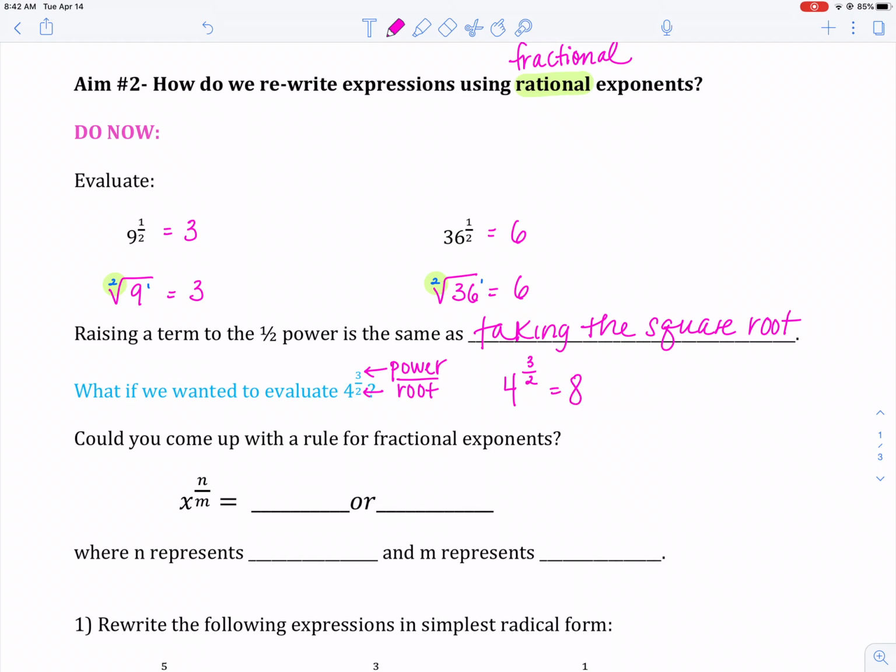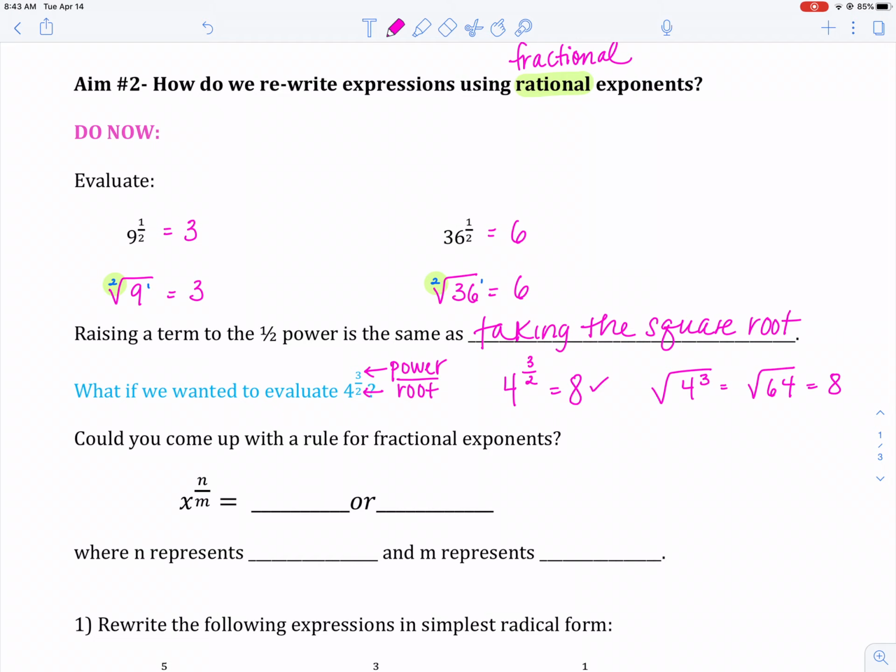And I'm going to prove it to you. If I know my root is 2, and remember, I don't technically need to put the root of 2 because the square root is that root of 2, and I'm going to raise it to the 3rd power. That's one way I could show it. Do you know what 4 to the 3rd power is? 4 times 4 is 16 times 4 is 64. So that's really the square root of 64. And the square root of 64 is 8, which is exactly what we got.